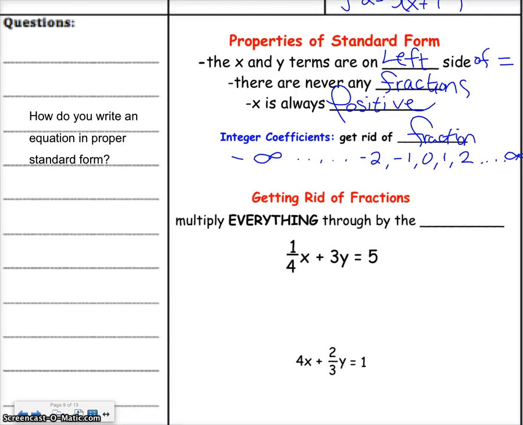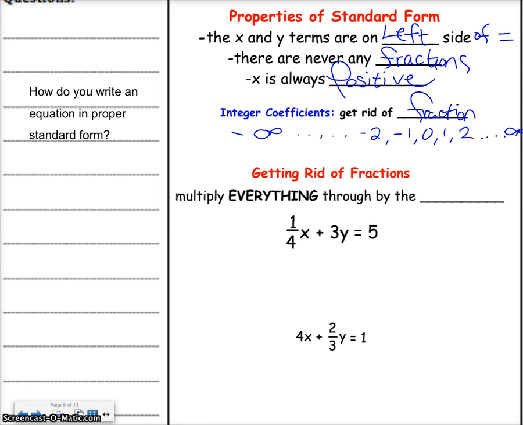And if you recall, to get rid of fractions, we multiply, because a fraction is division. 2 divided by 5, 2/5. And if I want to get rid of the 5, what I do is times through by 5, and it gets rid of it, and I'm left with 2. So that's our goal today.